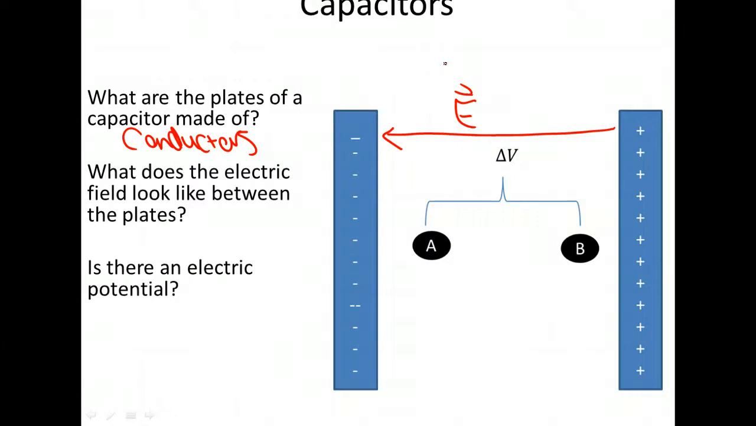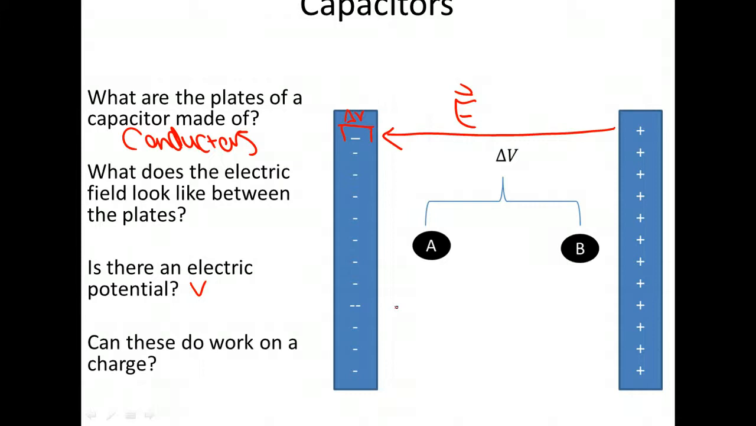Is there an electric potential within the space between them? Electric potential is V. Yes, there is. If the plates themselves are conductors, is there a change in electric potential within here? No, because they're conductors, right? And we just made that assumption. There is no delta V within that conductor. But in the space between them, yes, there is.